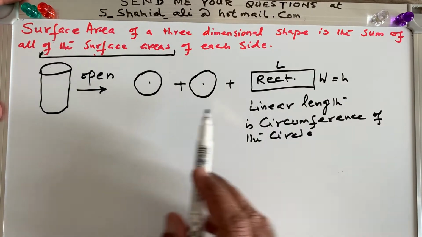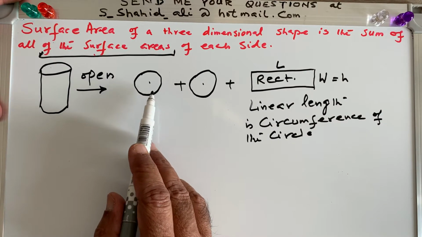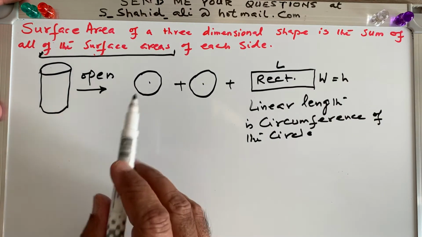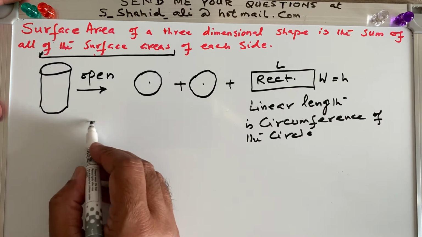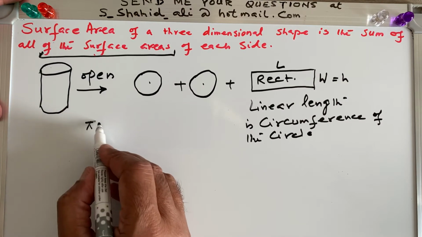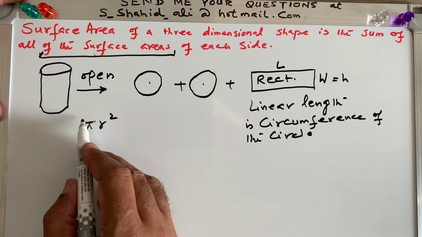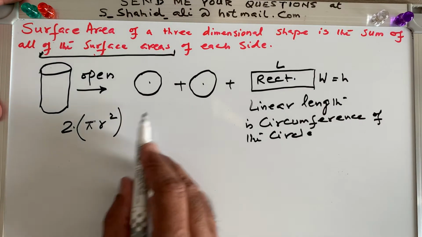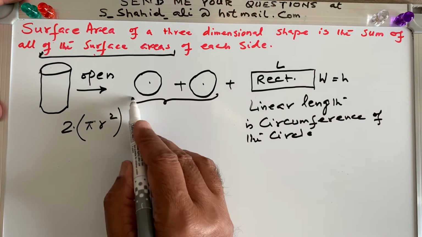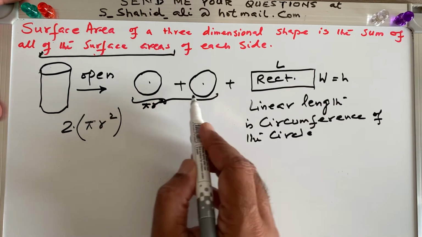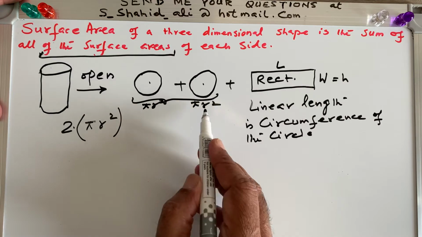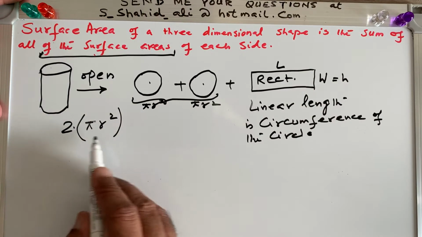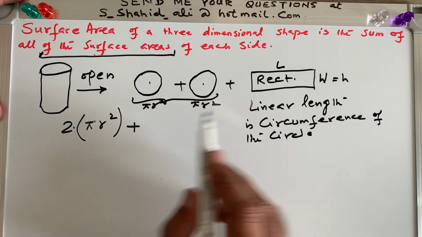And here we know the area of a circle. What is the area of the circle? The area of the circle is pi r square. How many circles do we have? Two. So 2 times pi r square. This is pi r square and this one is also pi r square. So we have 2 pi r square, plus 1 rectangle.